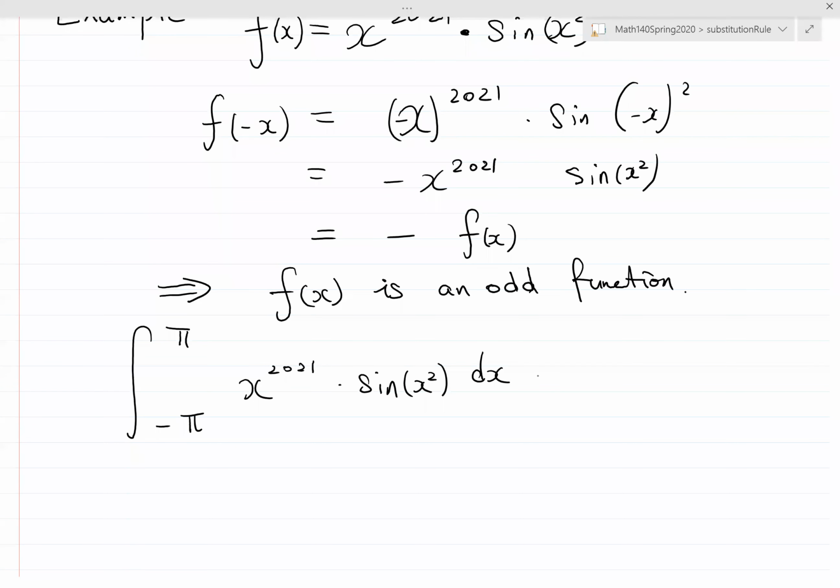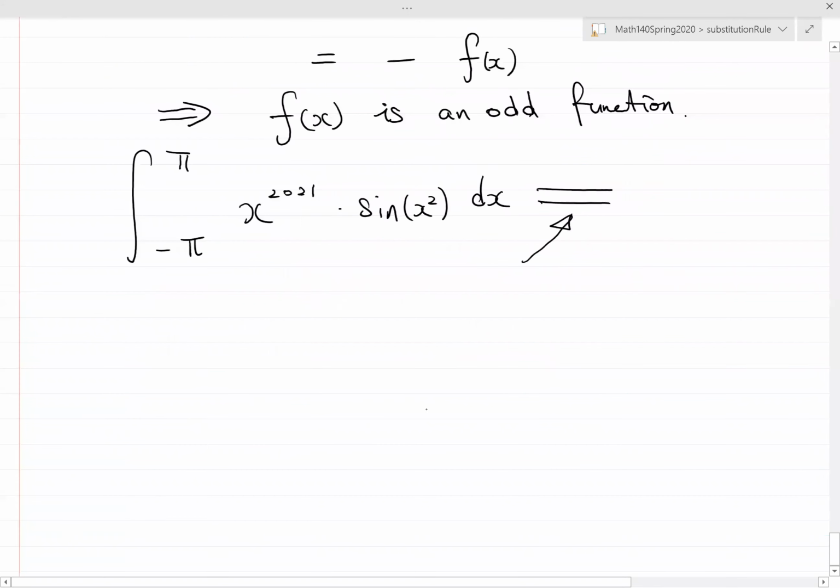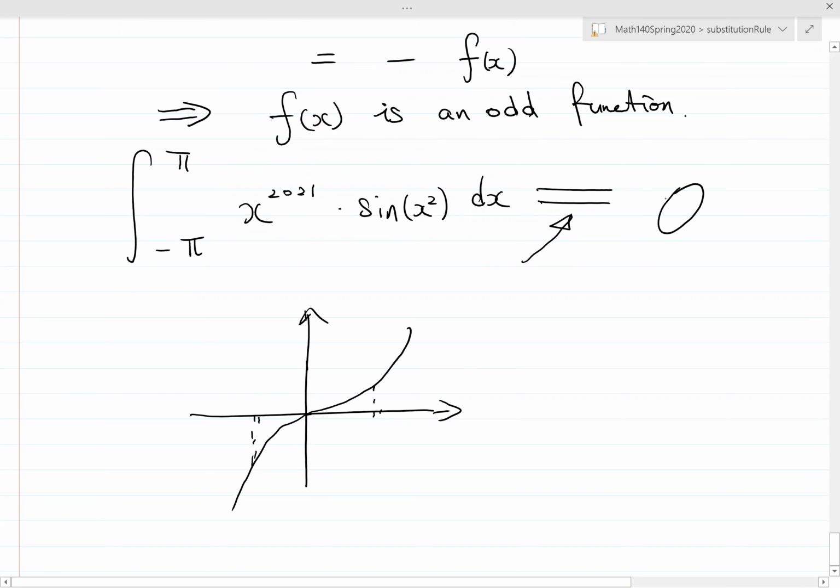By symmetry, if we have an odd function, its integral over a symmetric interval is zero, because the negative area cancels the positive area. We don't need to find this antiderivative at all. We can easily write down that this is 0, just by symmetry.